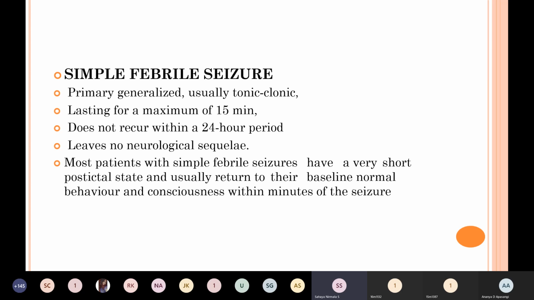And most of these children will have a very short postictal period and they will become normal within a few minutes as if nothing has happened.